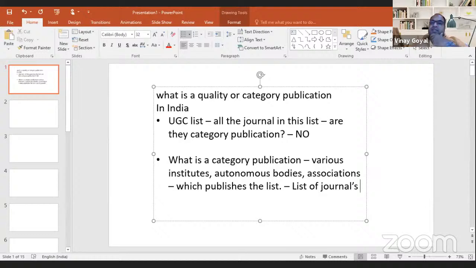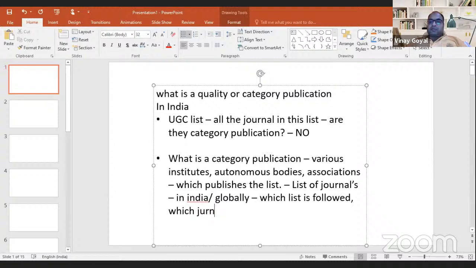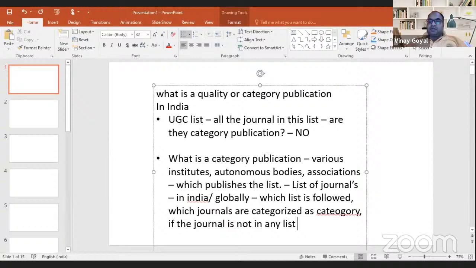So various institutes, autonomous bodies, associations will publish the list. So there is a list of journals. In India, what is categorized? I will talk about both India and globally. Which list is followed, number one? And which journals are categorized as category? Then, if the journal is not in any list, then what? There are various questions that will come, right?